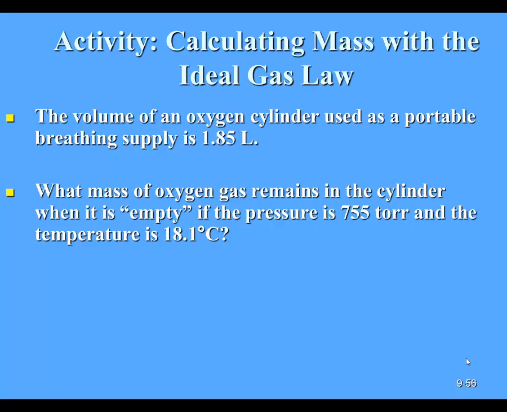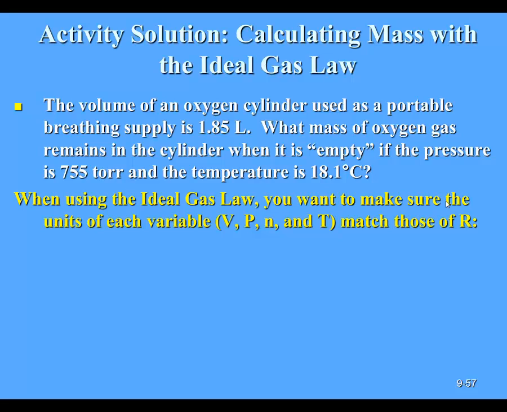Now let's try a similar example. Let's say our temperature was 18.1 Celsius, 755 torr, okay, and that the tank volume was 1.85 liters. Let's go ahead and try to calculate the mass of oxygen gas now that would remain in the cylinder. Okay, so we're going to take an extra step this time. We're going to go ahead and go from moles to the mass. So I need to know it's a diatomic gas in order to do that calculation.